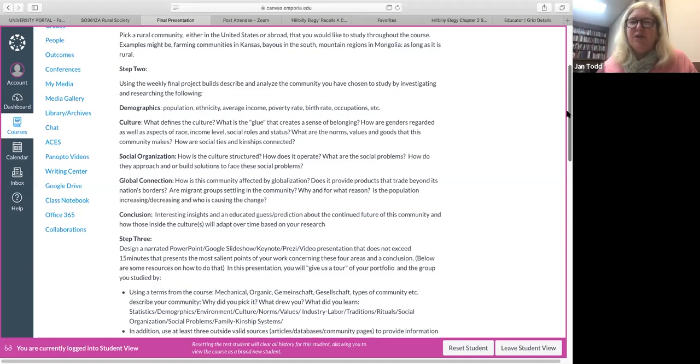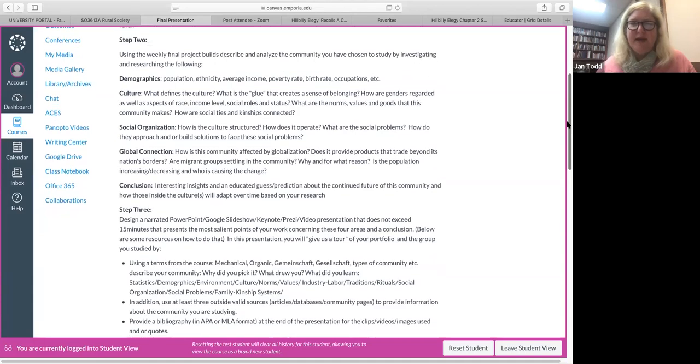Then in the next weeks, we're going to look at culture. What are the norms, the glue that creates that community, how genders are regarded, race, income level. Then social organization: how does this community and its society exist, what are the ways that they deal with their structure, and what are the social problems that they face? And then every community is globally connected in some way. Globalization does not just mean corporate. It means that we are in a system where our livelihood depends on nation-state interaction and also corporate interaction. Most of our goods are no longer sold just locally. We have a combination at least, and then some sort of conclusion, which we'll talk more about.